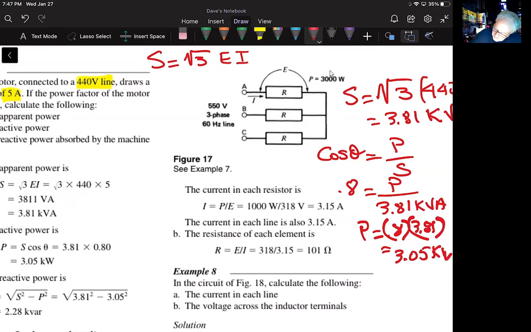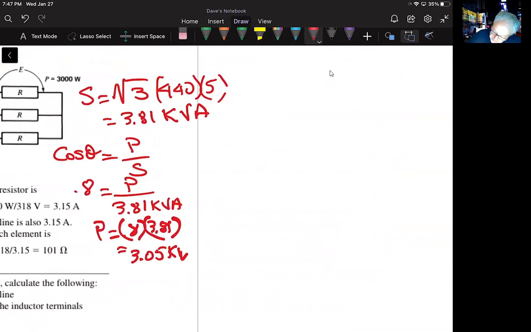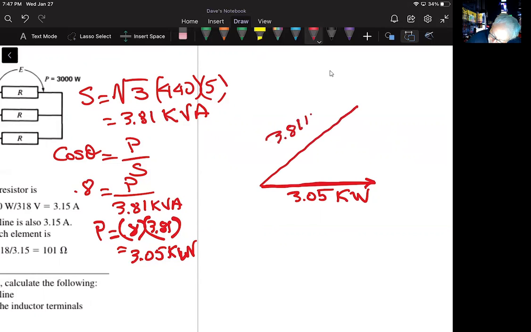All right, so now I can draw my power triangle, where I know the active power, and that is going to be my x-axis, and it is 3.05. If I said volts, I meant watts, 3.05 kilowatts. I know that the apparent power is 3.81 kVA. And so what I don't know is the reactive power Q. That's what I'm trying to find out.